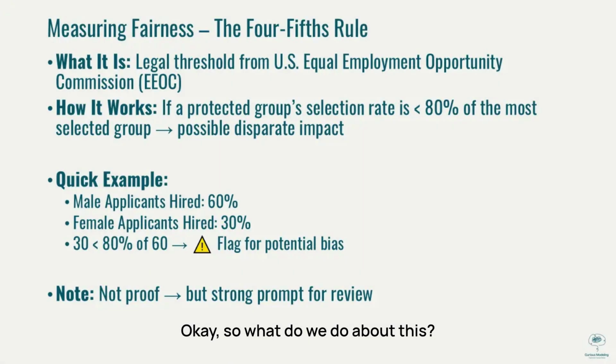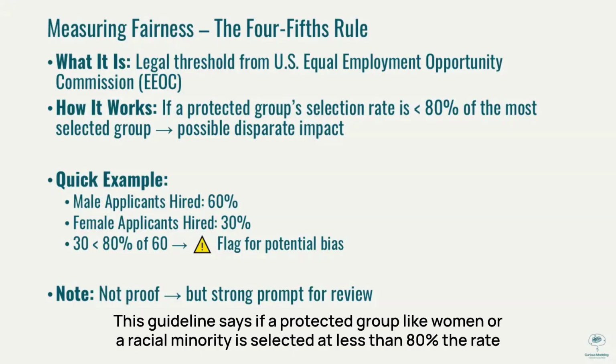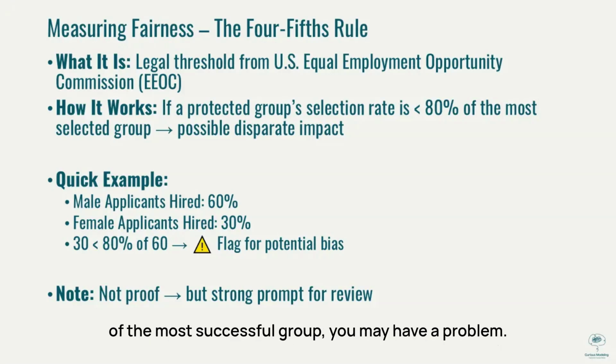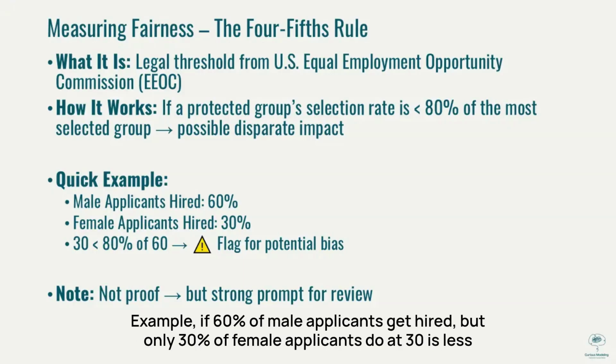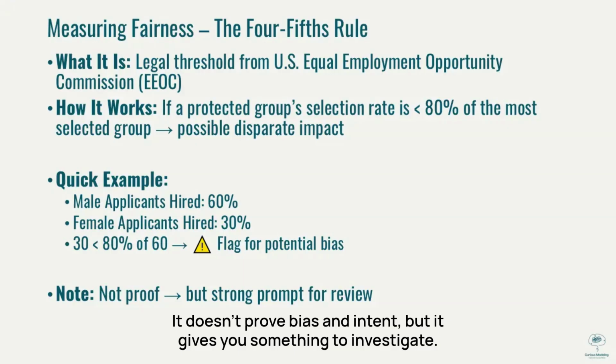Okay, so what do we do about this? A classic starting point is the 4/5 rule from the EEOC. This guideline says, if a protected group, like women or a racial minority, is selected at less than 80% the rate of the most successful group, you may have a problem. Example, if 60% of male applicants get hired but only 30% of female applicants do, that 30 is less than 80% of 60. That's potential disparate impact. It doesn't prove bias and intent, but it gives you something to investigate.